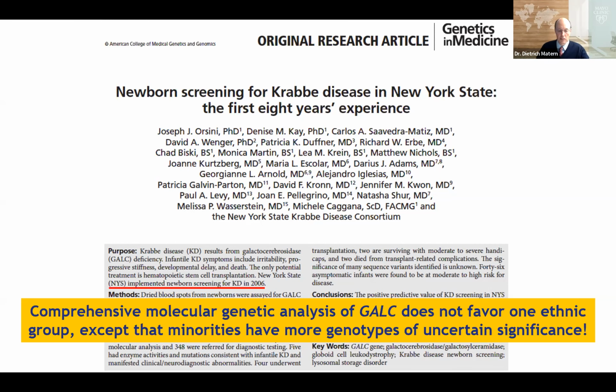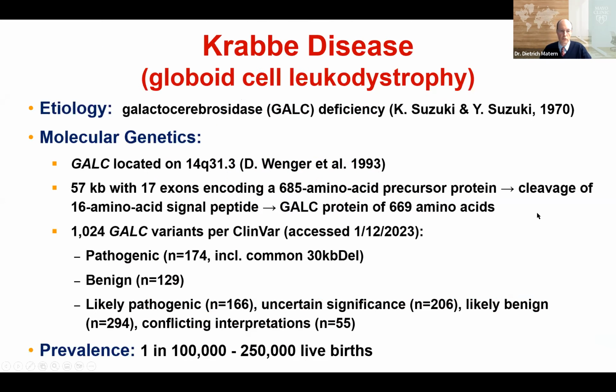And I think one of the things that we learned from that is that you can do comprehensive GALC sequencing. It doesn't favor one ethnic group, but what we also learned, I think, is that the wild type genotype for the GALC gene was really determined in mostly white populations. So a heterogeneous population with different ethnicities would have, as was shown in New York, more genotypes of uncertain significance, meaning that at least one variant of uncertain significance is included. Now, we know a lot about the molecular genetics, in particular thanks to the New York program.